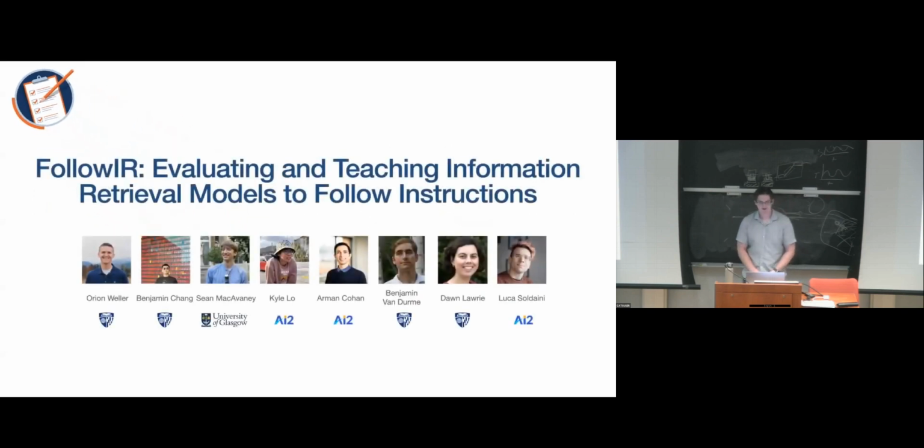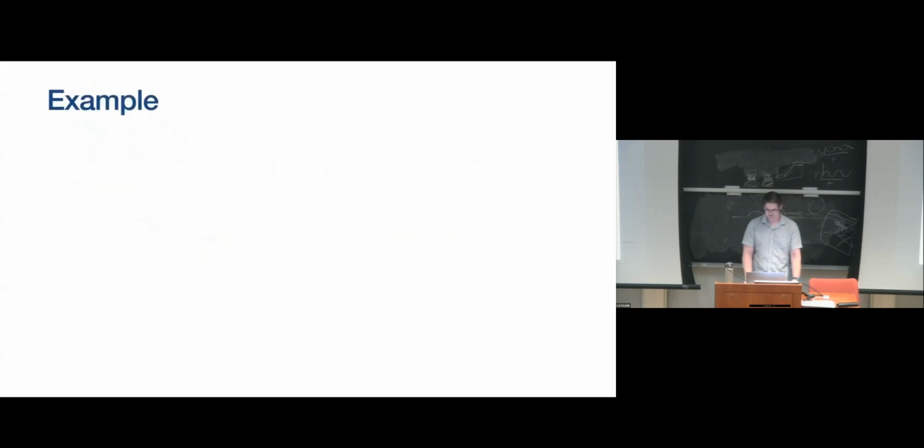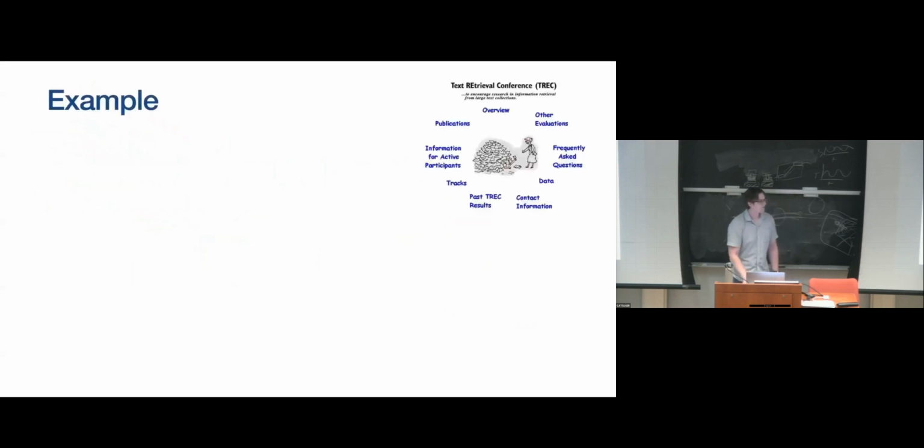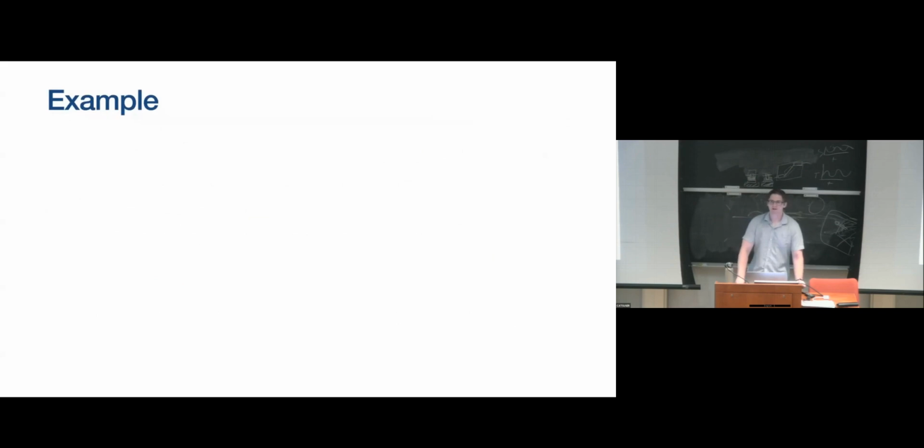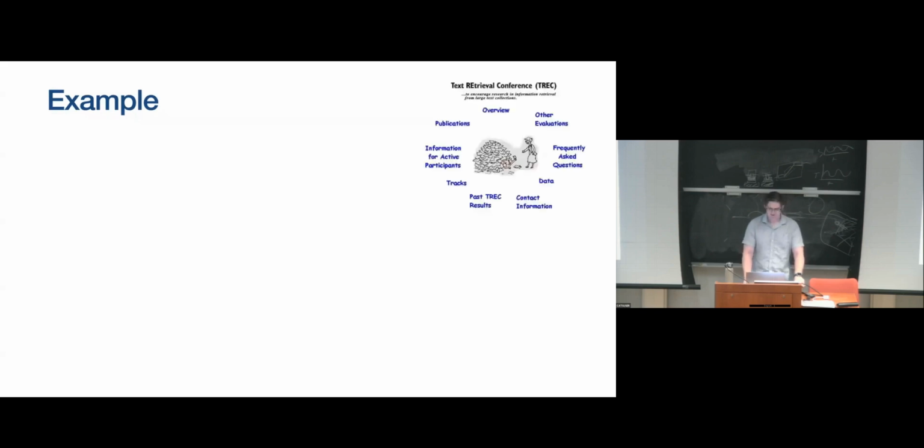This is a paper, FollowIR: Evaluating and Teaching Information Retrieval Models to Follow Instructions, from my advisors here at Hopkins, as well as those at the Allen Institute for AI and the University of Glasgow. To evaluate these models, we want ideally some human-written instructions for search. That might be hard, because if you're like me, you're not typing really long instructions into Google search, so you can't really mine them. They're not on Reddit or something. You can't really find them that way. But there is one source.